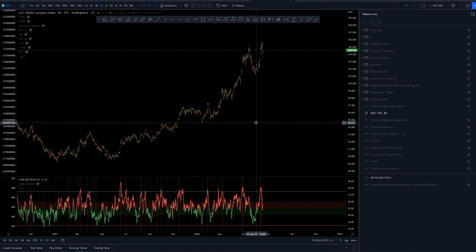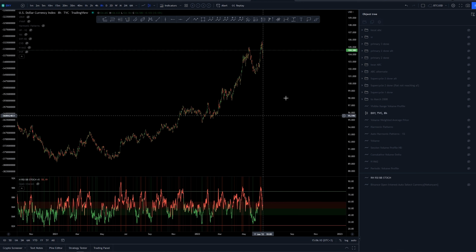I'll cover wave analysis with Elliott Wave theory and provide multiple scenarios the price may take and explain why I prefer one count over another. Let's take a closer look at the different possibilities here.